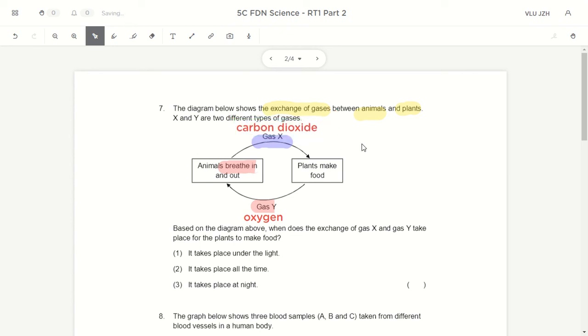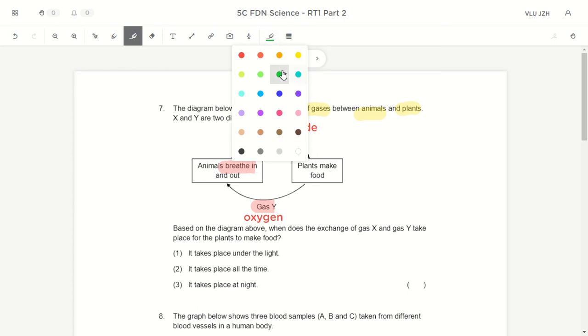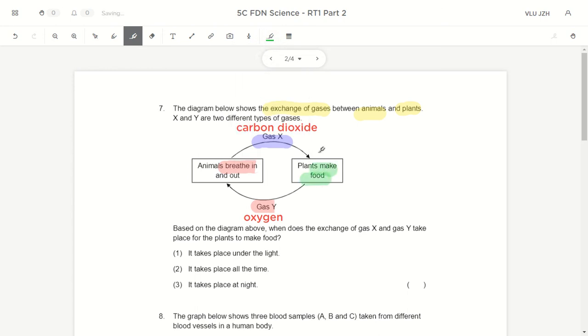Okay, and then just to confirm, plants make food. So when plants make food, let's use a different color. Let's use green. When plants make food, this process is called photosynthesis, which you will learn next year. When plants make food, it means it's photosynthesizing.